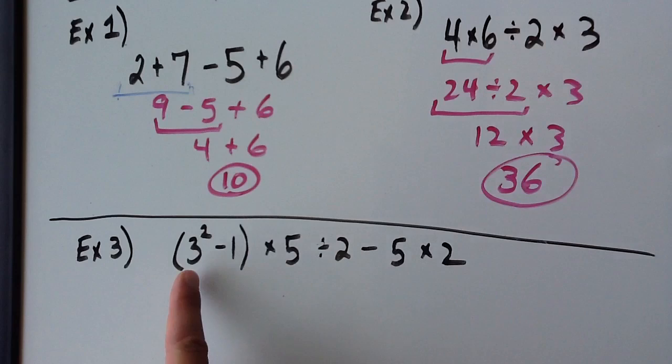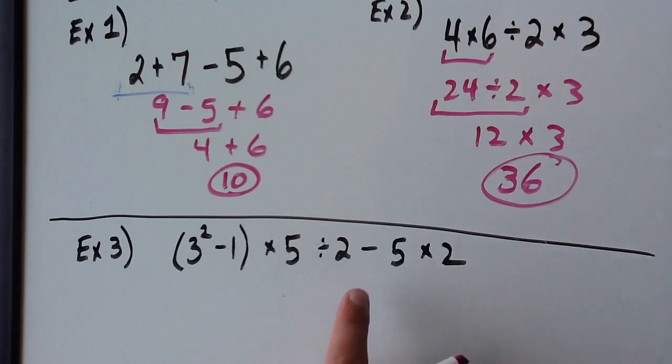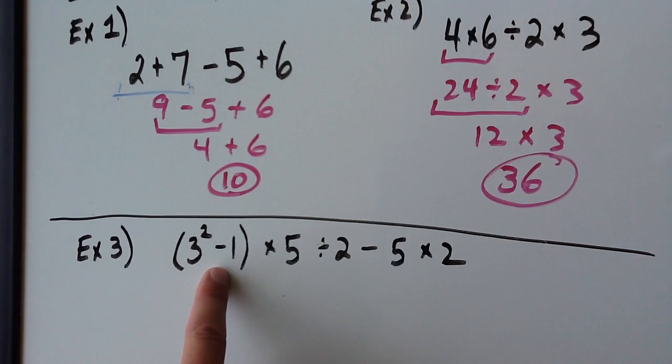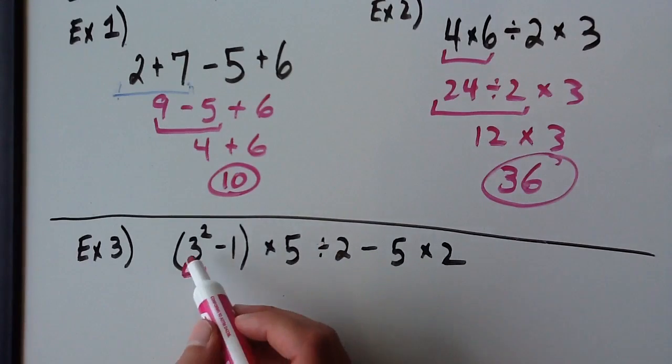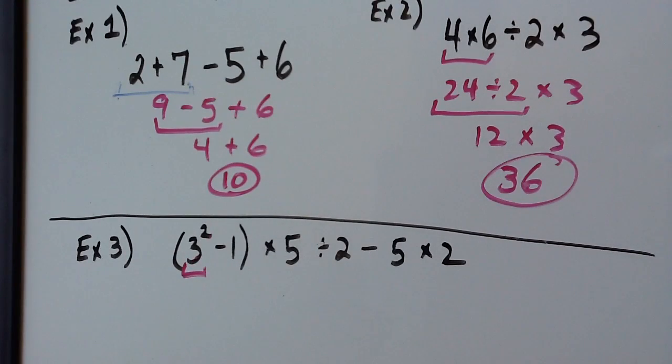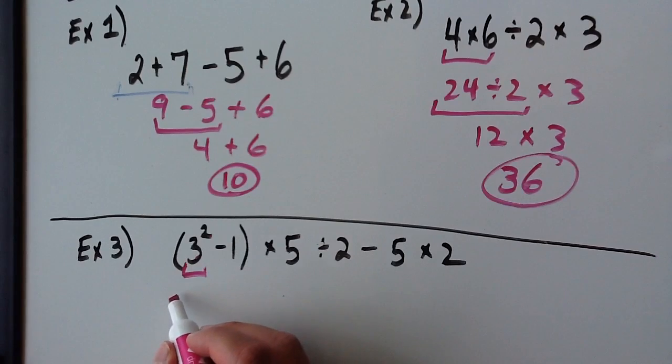Here I have in parentheses 3 squared minus 1 times 5 divided by 2 minus 5 times 2. So I'm looking for parentheses. I do see parentheses, so I'm going to do what's inside of the parentheses first. Inside the parentheses, I have an exponent and I have subtraction. According to the order of operations, I should do exponents before I subtract. So I first must figure out what 3 squared is. This means 3 is a factor twice. So this is 3 times 3, which is 9.